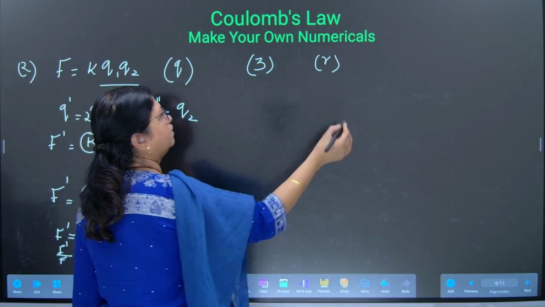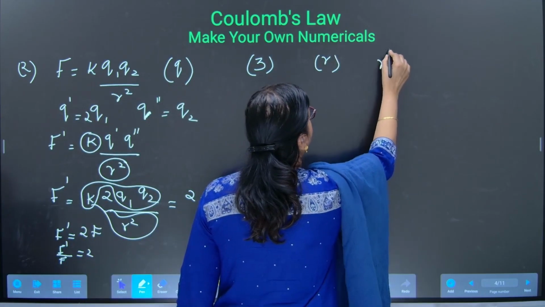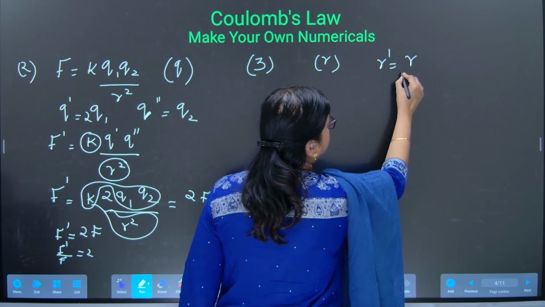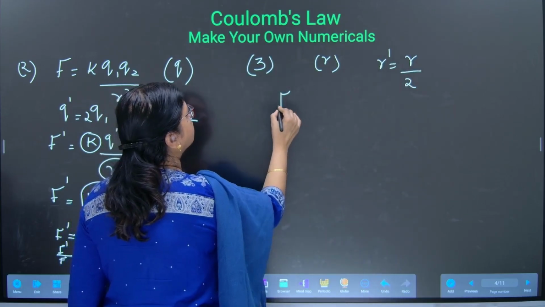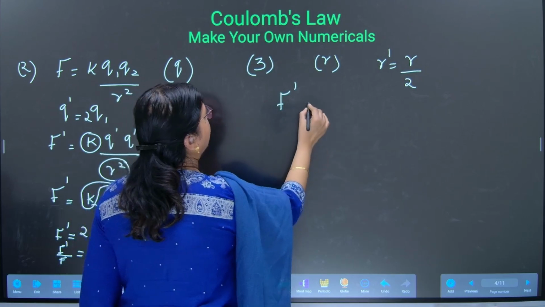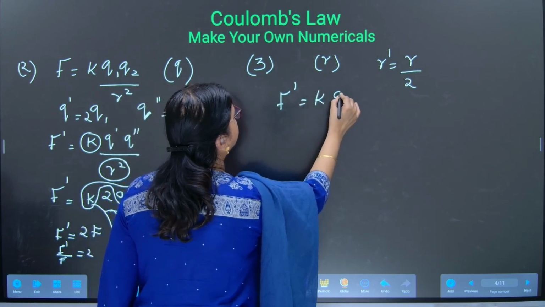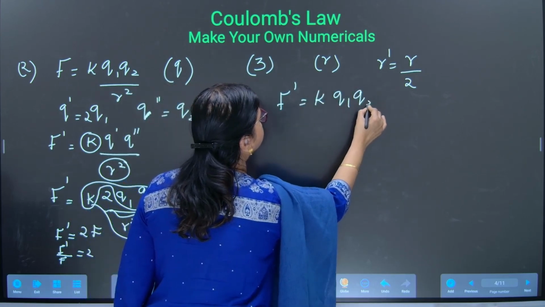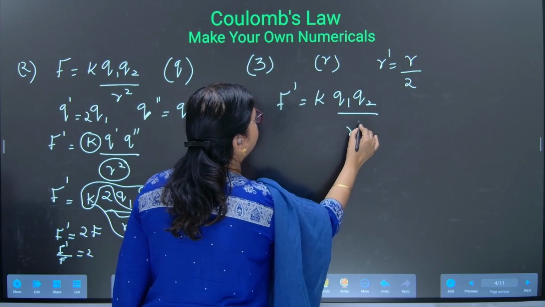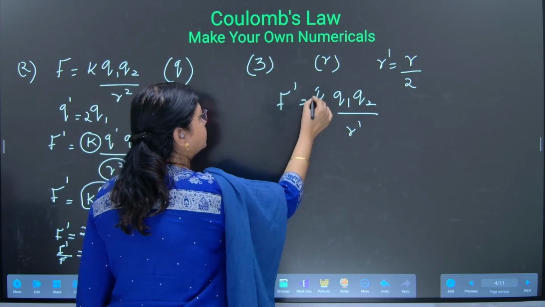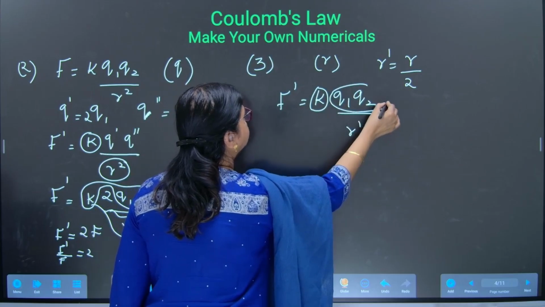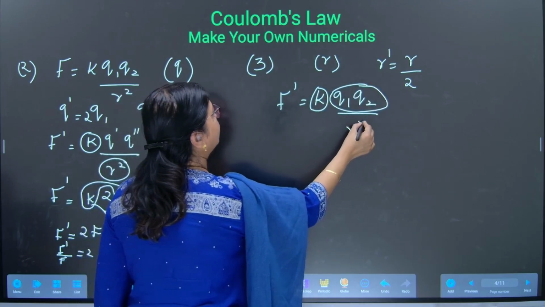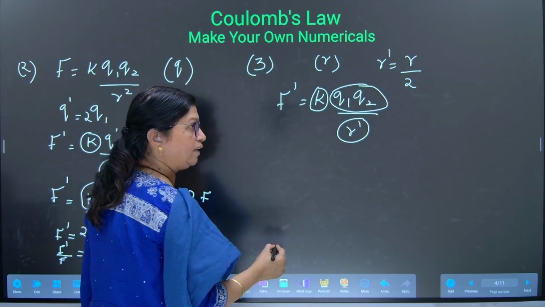Let us take a new distance. R dash is equal to original distance divided by 2. So let us find out the new force then. F dash is equal to K Q1 Q2 upon R dash squared. K is the same as before. Q1 and Q2 are same as before, but R dash, that is the distance, is changed.